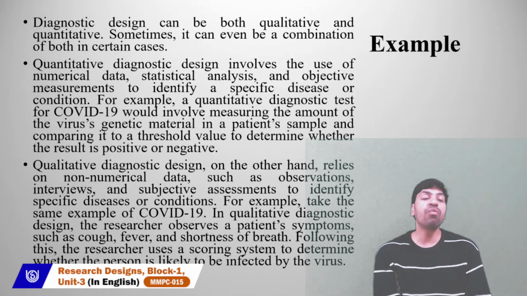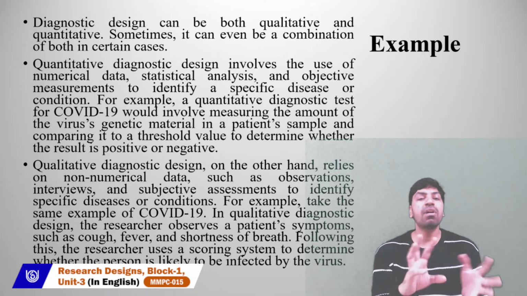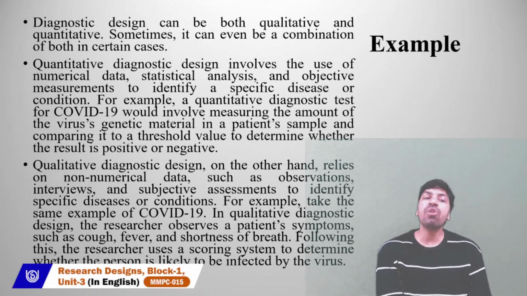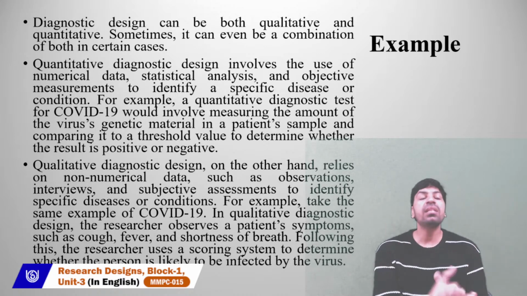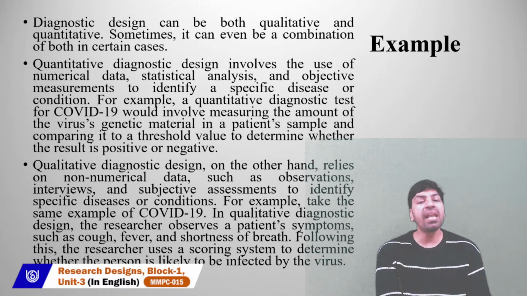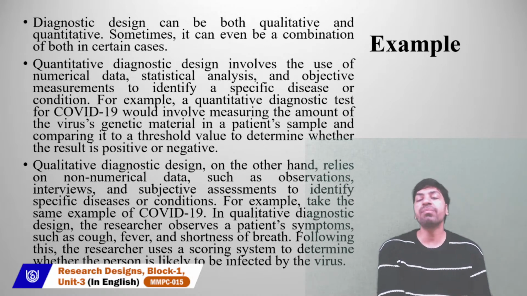For example, with COVID-19, two types of diagnostic design have been used: a quantitative diagnostic design and a qualitative diagnostic design. The quantitative diagnostic design is based on numbers, figures, and statistical analysis, where a quantitative diagnostic test for COVID-19 would involve measuring the amount of virus genetic material in the patient sample and comparing it to a threshold value to determine whether the result is positive or negative.